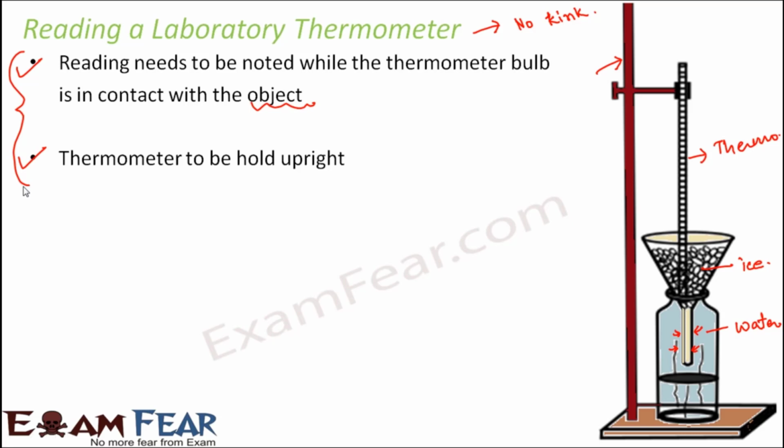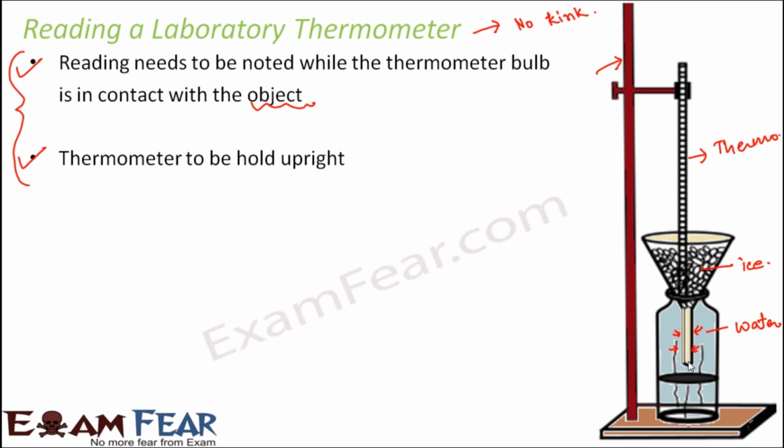Another important thing to be noted is that the bulb should never touch the surface of the container. For example, this is the container here, because if the bulb touches the surface of the container, again the proper heating of the bulb gets disturbed. So we want the bulb to be surrounded from all sides with the substance whose temperature needs to be measured. For example, here if we are measuring temperature of water, we want this bulb to be surrounded with water from all sides. So the bulb should never touch the surface of the container which is containing the liquid whose temperature needs to be measured.